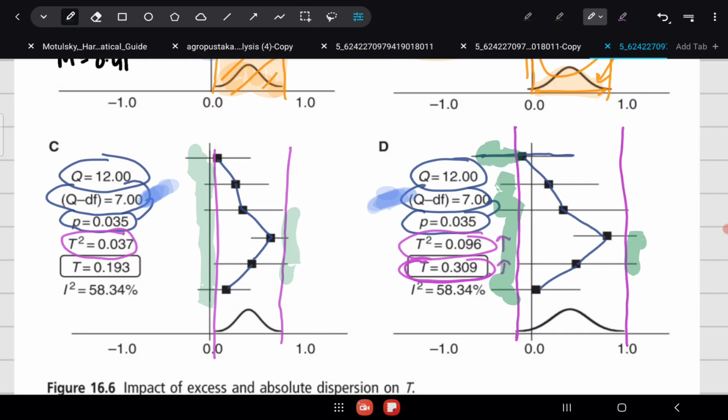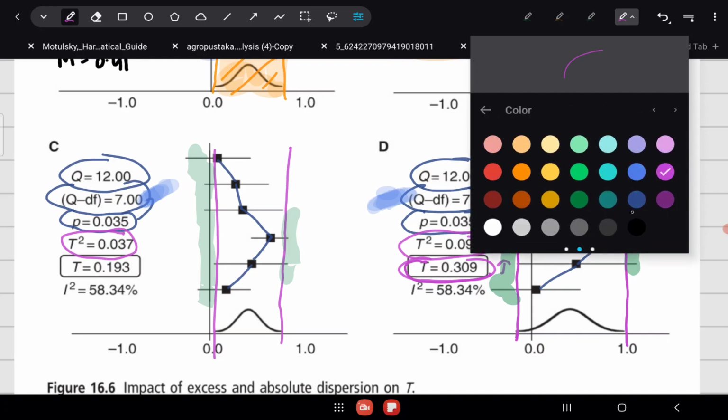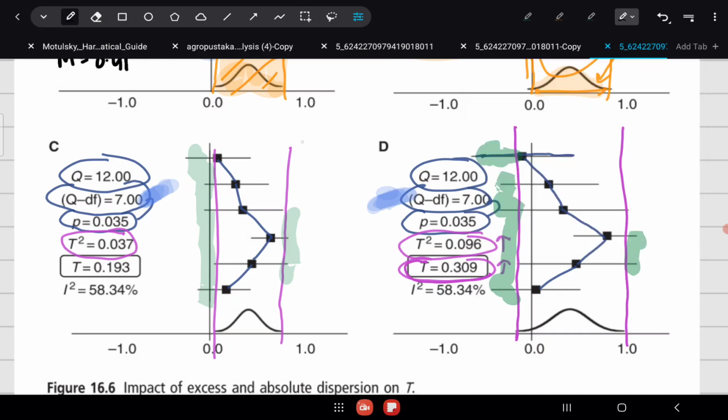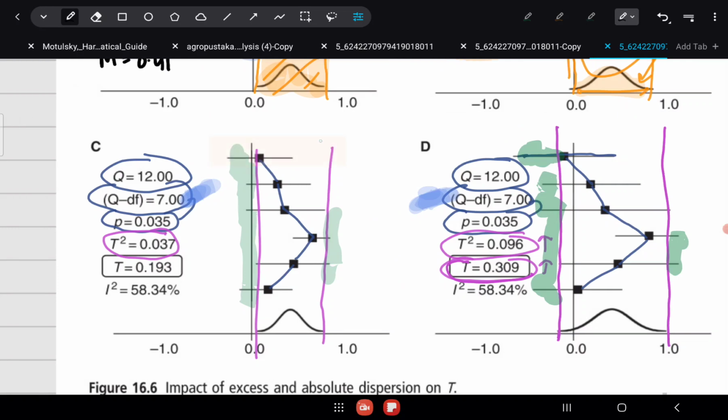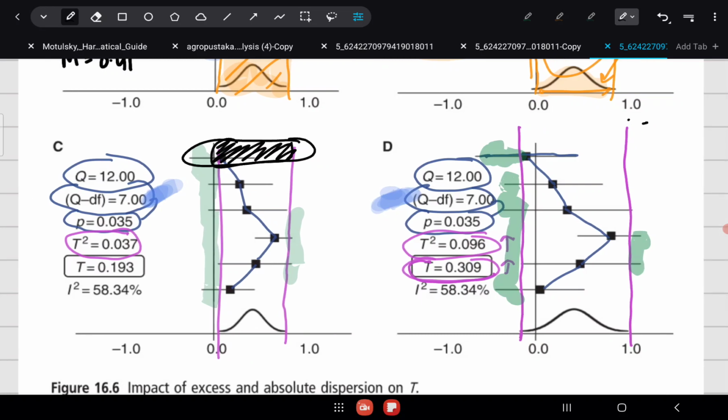Why? I square statistic is what proportion of the variance is contributed by the between study variance or the true variance in effect size. So in both of these cases, in case of C, let's say this much is the total variance, right? And 58% of that is contributed by the variance in the true effect size. In D also, if this is 100% variance, then about 58% is contributed by the variance in the true effect size.